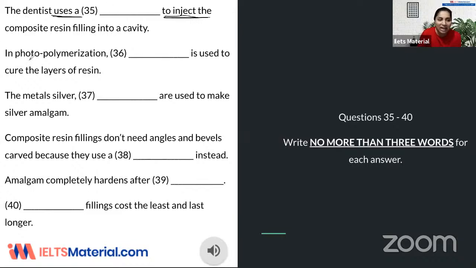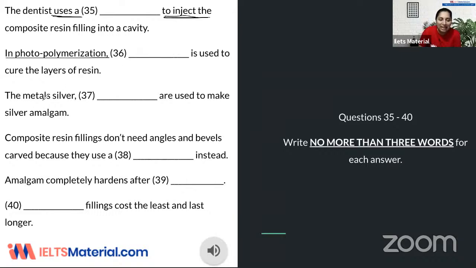Now let's take the second one, that is 36. In photopolymerization, here they are talking about a process. They are talking about a method. The name of the method is photopolymerization. Dash is used to cure the layers of resin. What is used? Here also the focus will be on what. They might be talking about another method, or an equipment again, which will be used specially when we are doing the process of photopolymerization, right?